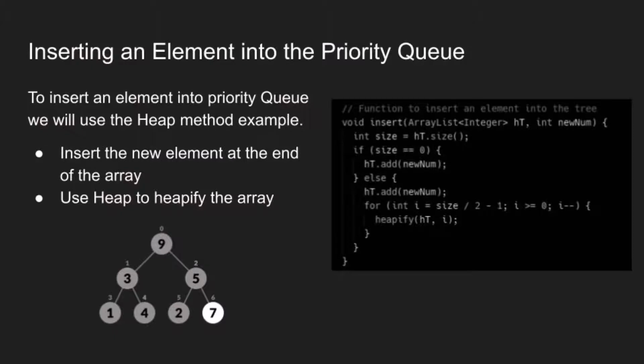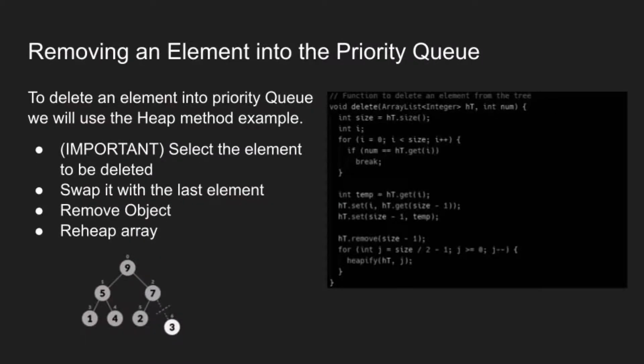To insert an element into a priority queue, we'll be using the heap method. To begin, we must insert a new element at the end of the array, and then we use heap to heapify the array. A sample of this code for inserting an element into the tree is on the screen.